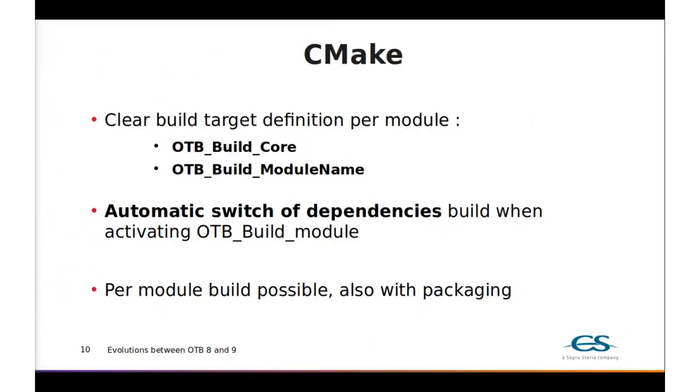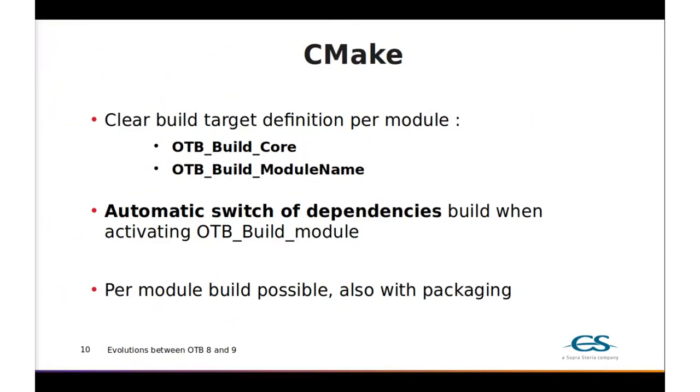So in the current CMake on OTB 8, there was no clear build target. We could compile OTB targets, but the name was really obscure. And so I decided to make a target per module. So when you want to build maybe 2 modules, you just have to enable OTB build core and OTB build feature extraction, and it will build everything for you.